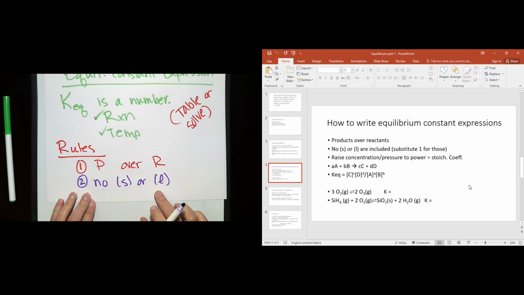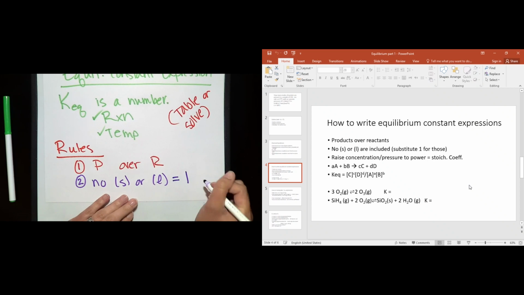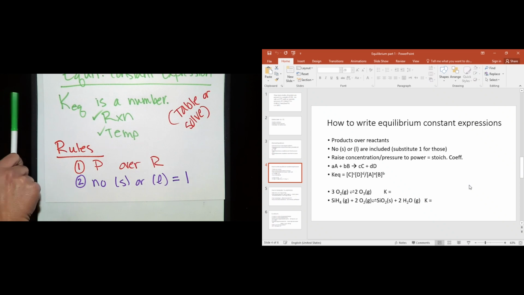If it has AQ, or if it has G for gas, we include it in the expression. But if it has S, meaning solid phase, or L, meaning liquid phase, we don't. We replace that with a 1. It's not a 0, right? If your only reactant is a solid, your equilibrium constant expression is not 0, it's 1. Or actually it'd be whatever over 1 if your reactant is just a solid. I'll show you what I mean in a sec.